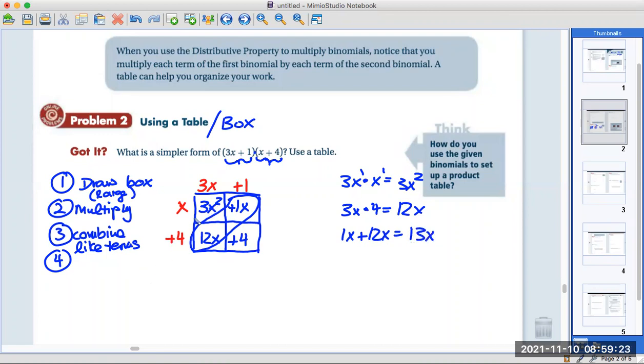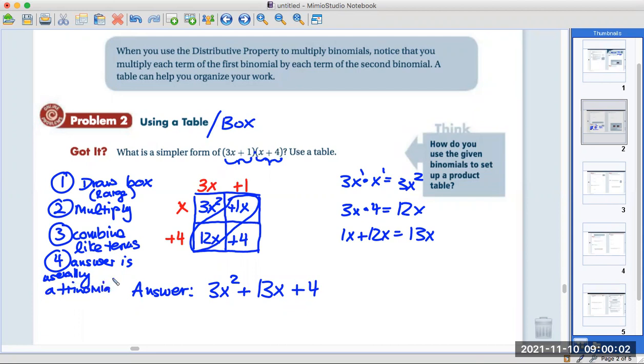So I'm going to start with the highest power. So my answer, I don't have a partner for 3x squared, so I'm writing it out. This is 13x. It has to be a plus because it's positive 13x. And the last one doesn't have a partner, so it's simply plus 4. Remember, you need to assign a plus or minus between each term. The answer is usually a trinomial. Usually a trinomial. Sometimes not, but 95%.